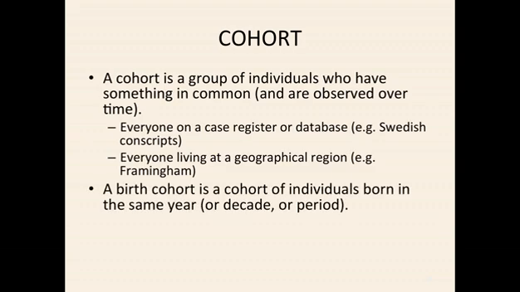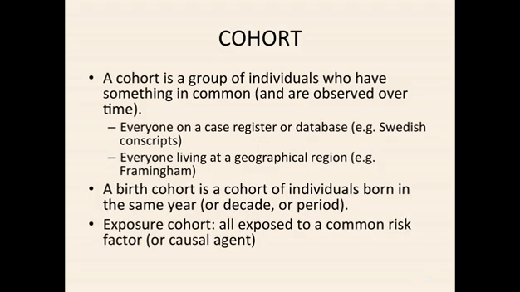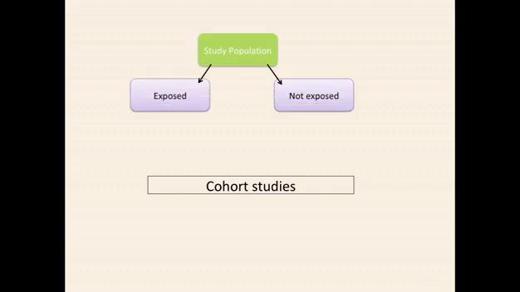The term birth cohort refers to individuals who share the year, decade, or time period of birth. Similarly, the term exposure cohort refers to individuals who share the exposure to a suspected risk factor or the causal agent for a disease. In cohort studies, the study population can be divided into two naturally occurring groups: the exposed cohort and the non-exposed cohort. We then investigate these groups to determine how many develop a specific outcome, for example, a disease, in due course.